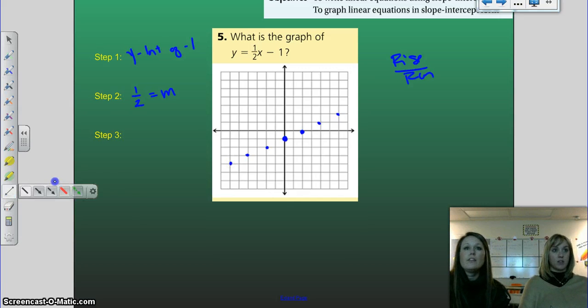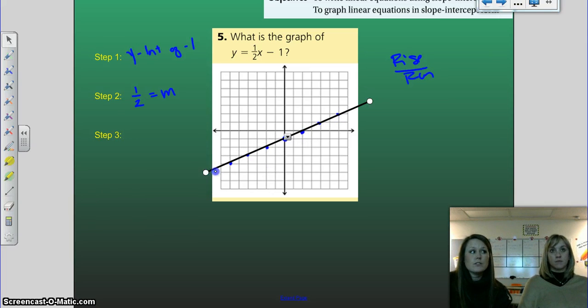Now you grab a straight edge. Step 3, connect your dots with a straight edge and put arrows. Math rules! You got it. Arrows on the end. Arrows on the end.